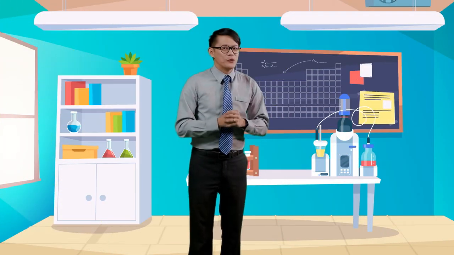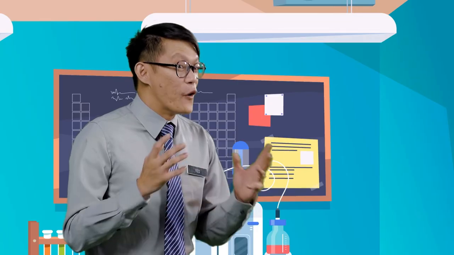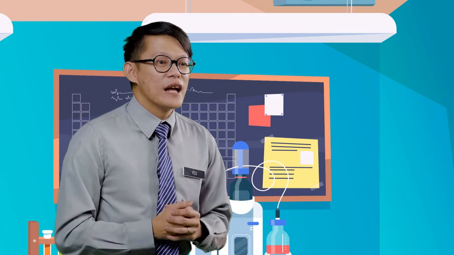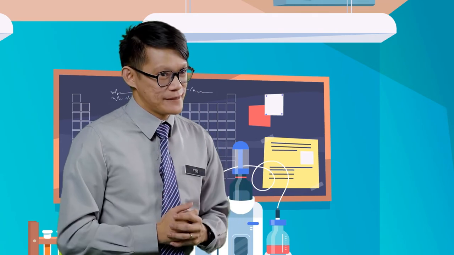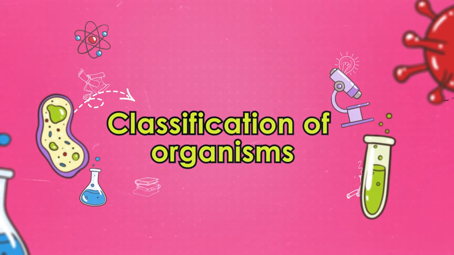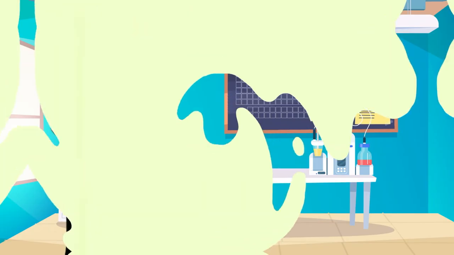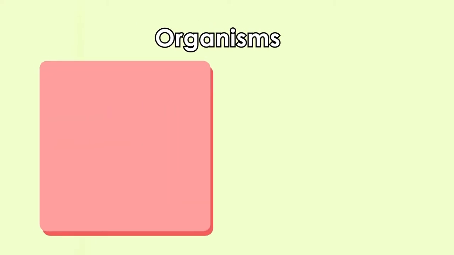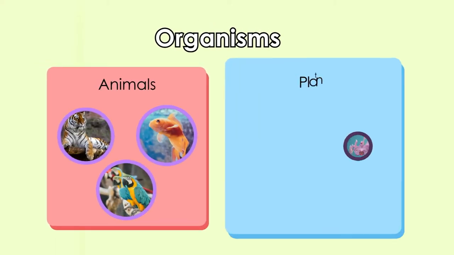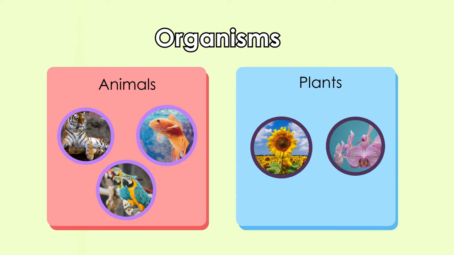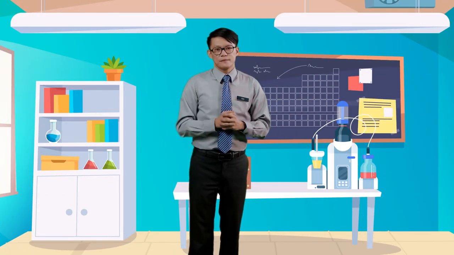So, how do we classify and identify these organisms? For today's class, we will learn how to classify organisms. There are two main groups of organisms: animals and plants. Animals and plants can be classified further into smaller groups based on their common and different characteristics.